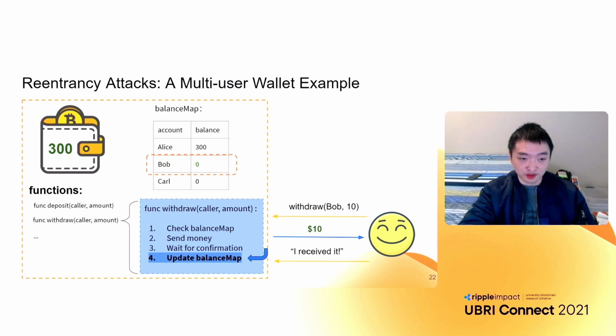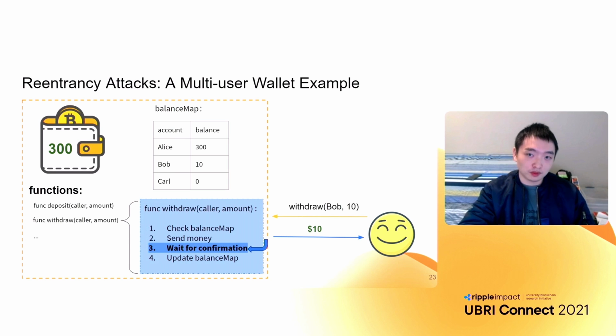However, there's a bug in this function. Let's go back to step 3. The wallet sent $10 and waits for Bob's confirmation. But Bob notices the bug in this function and wants to do something evil. Instead of sending back the confirmation, he calls withdraw again, which invokes a new execution of withdraw.